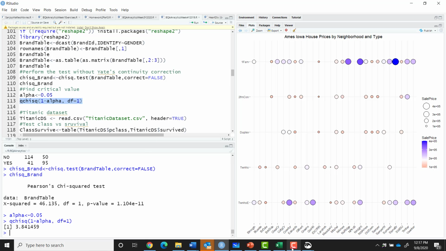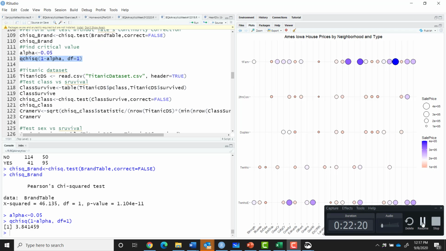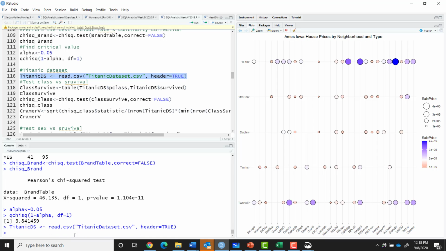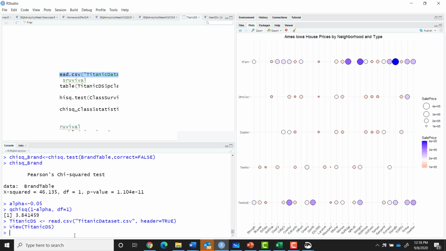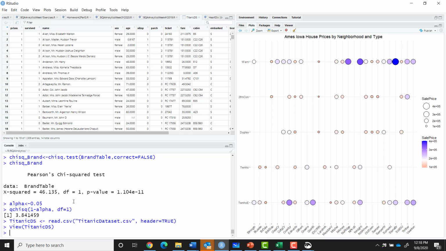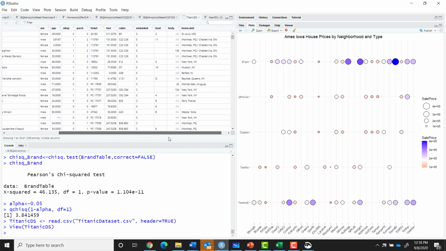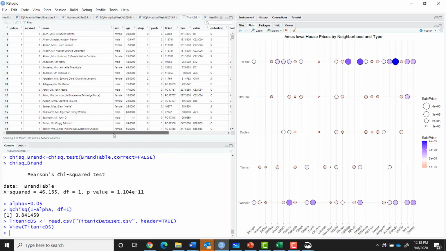Okay, so let's have a bit of fun. Let's have a fun little data set. Or not so fun. This is the passenger log from the Titanic. So let's just view that data set. And we literally have basically every passenger on the Titanic. And this is the real passenger list.